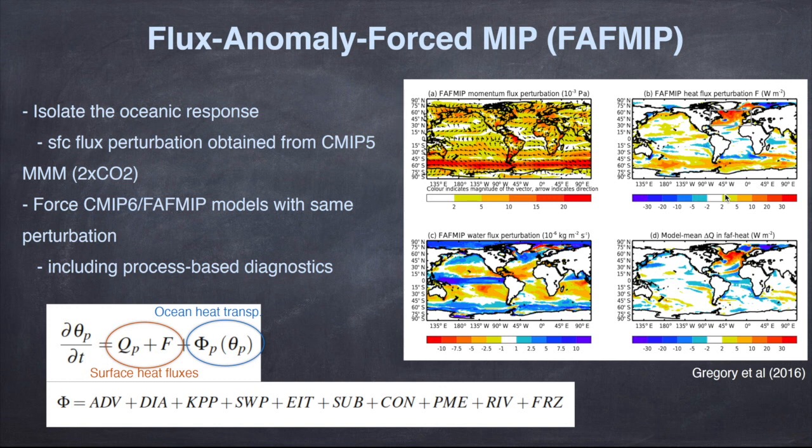And the Flux-Anomaly-Forced Model Intercomparison Project, the FAFMIP, aims to isolate the ocean response of this uncertainty by obtaining surface heat, freshwater, and momentum flux perturbations from an ensemble mean of CMIP5 models under a double CO2 scenario, and force individual CMIP6 models with the same perturbation. And one good advance in CMIP6 is the inclusion of process-based diagnostics, which allow us to decompose changes in ocean heat and salt content into the contributions from individual physical processes.